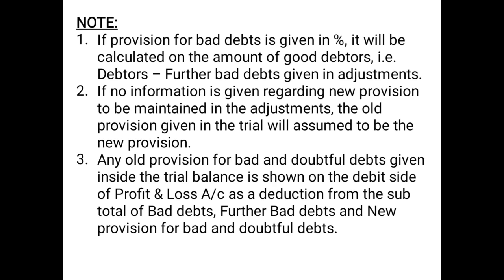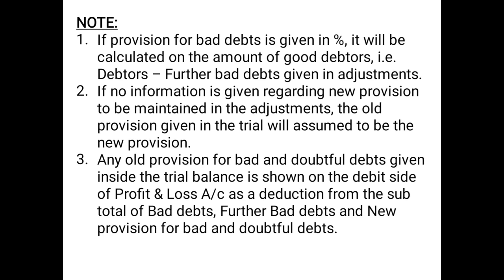Number two, if no information is given regarding new provision to be maintained in the adjustment, the old provision given in the trial balance will be assumed to be the new provision. That means if no information is given regarding how much the new provision is, then in that case we will assume the new provision value to be equal to the value of old provision, and then we will be doing the calculation accordingly.